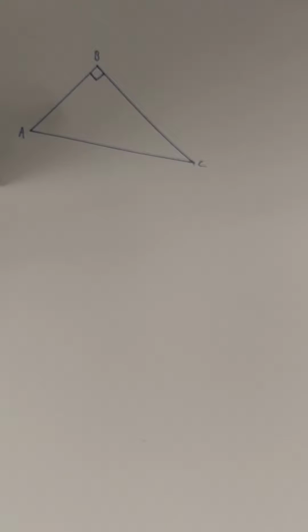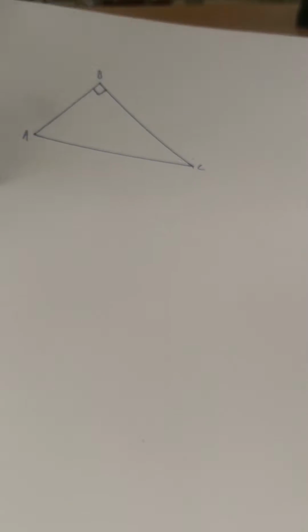We're going to begin with right triangle ABC. B is the right angle, and then AB is the shorter leg, BC is the longer of the two legs, and AC is the hypotenuse. And I'm going to draw the altitude to the hypotenuse.